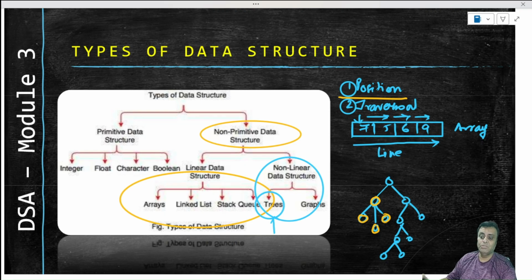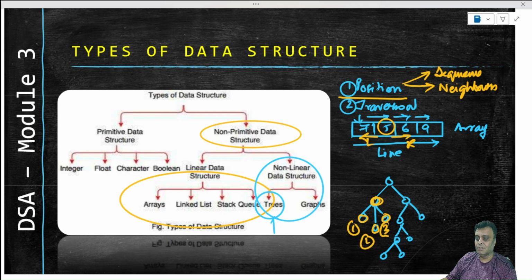Position helps you understand in what manner you are stored, and therefore in what sequence you can traverse. So positioning gives you the sequence in which you can traverse. It also gives you neighbors. If I say neighbors, then for 5 there is one neighbor on the left and one neighbor on the right. But if you see, for this particular node, there is one neighbor here, one neighbor here, one neighbor here.